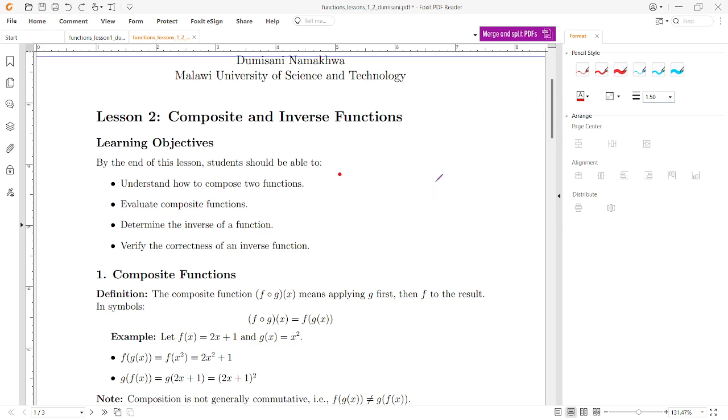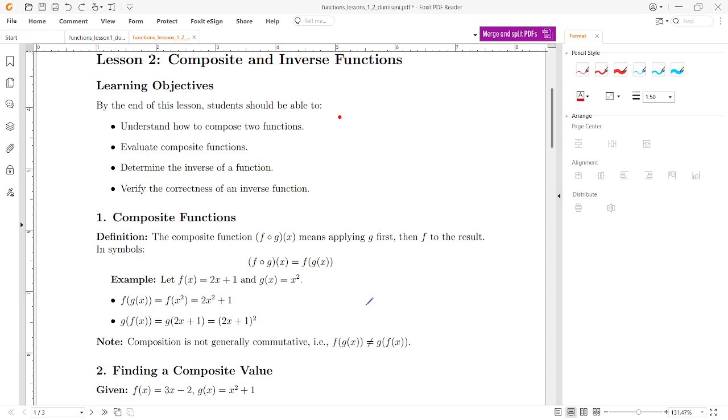So now let's look at the composite functions. The composite function f of g of x means that basically we are first applying the function g, then we apply the function f. So let me describe what it means by composite function using a diagram.